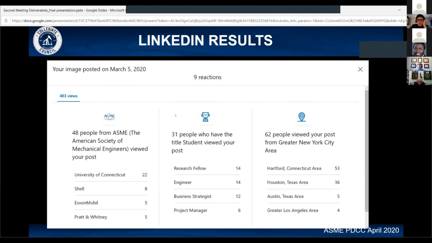If you look at this picture right now, it's one of our most viewed posts on the LinkedIn account. As you can see, a lot of our viewers are in the Texas, Houston area and the Connecticut area. It also lists their respective roles. We have research fellows, engineers, business strategists, and some of them work for Shell, ExxonMobil, Pratt & Whitney. So in order to attain the goal, we post information that could be meaningful to our audience in order to keep them interested, and also combine that with information about the council.